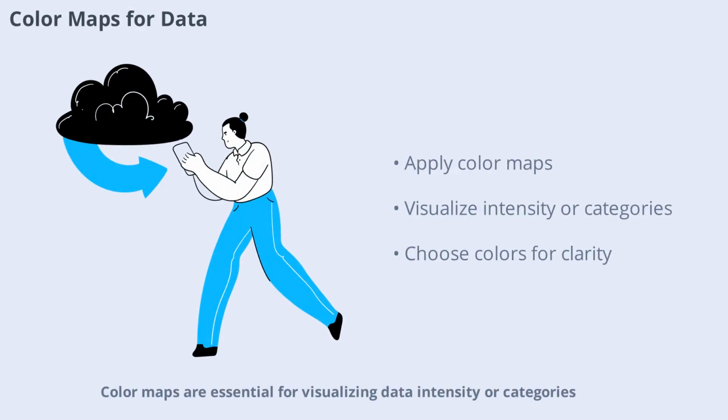Color maps are essential for visualizing data intensity or categories. Matplotlib offers a wide range of built-in color maps, which you can apply to plots like scatter or heat maps. Choosing the right color map helps convey your message clearly and makes your charts more visually appealing. Always consider accessibility and clarity when selecting colors.